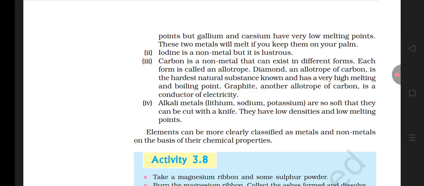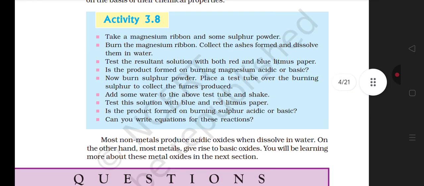Now activity 3.8 comes. Take a magnesium ribbon and some sulfur powder. Burn the magnesium ribbon, collect the ashes formed and dissolve them in water. Test the resultant solution with blue and red litmus paper. Is the product formed on burning magnesium acidic or basic? Now burn the sulfur powder, place a test tube over the burning sulfur, collect the fumes produced, add some water to the test tube and shake. Test this solution with blue and red litmus paper. Is the product formed on burning sulfur acidic or basic? Can you write equations for such reactions?